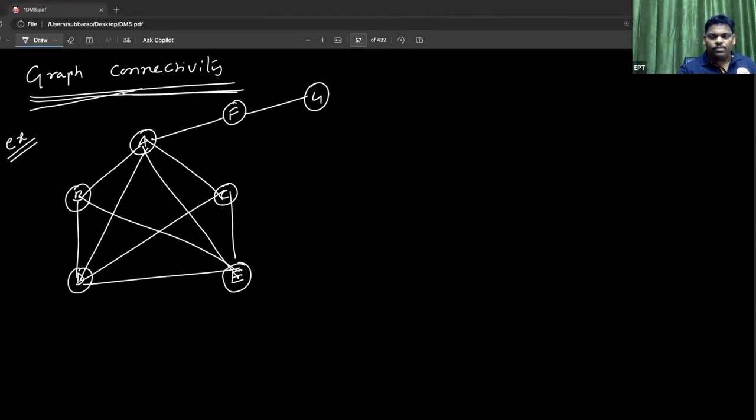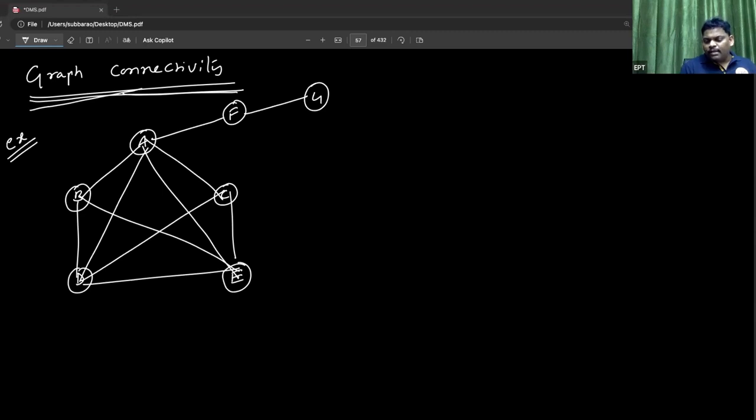Everyone fine now. Now see this. This is the graph. Observe everyone. Is it a connected graph or a disconnected graph? Connected, right? Fine. It is connected. This is the connected graph.